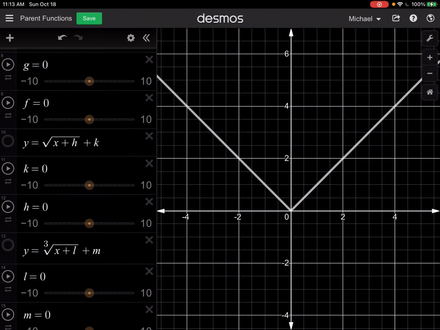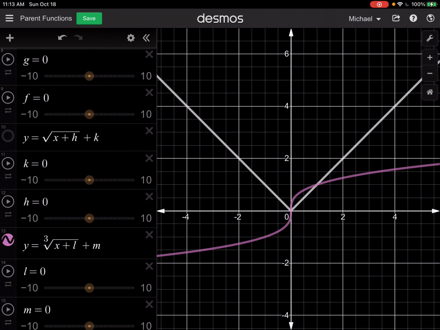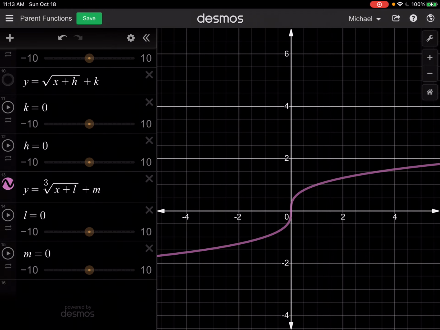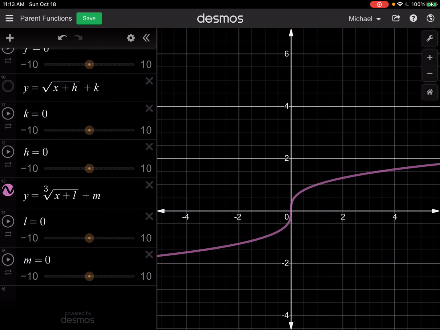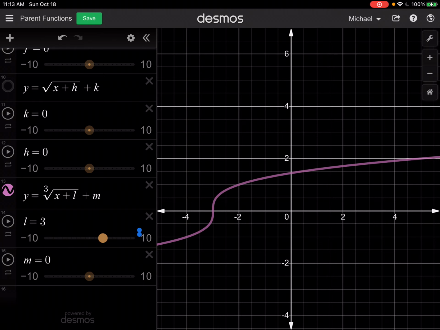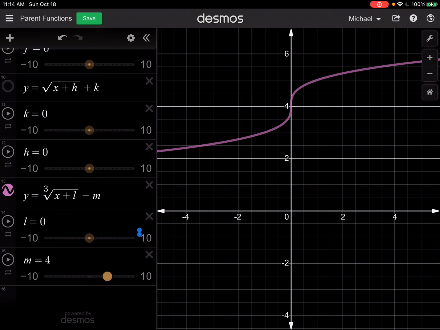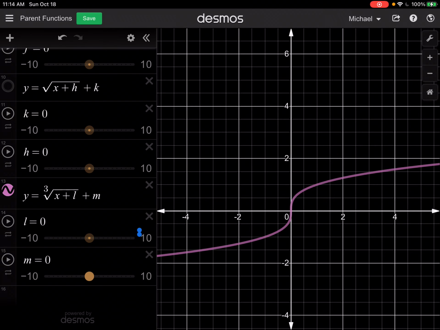We've already looked at the square root, now the cube root. We should just verify that the same thing happens here. So let me turn that one off. In our cube root function, again, on the inside, the L is on the inside with x. If I move it, this is moving my graph left and right. And if I adjust M, which is on the outside, that just slides my graph up or down.